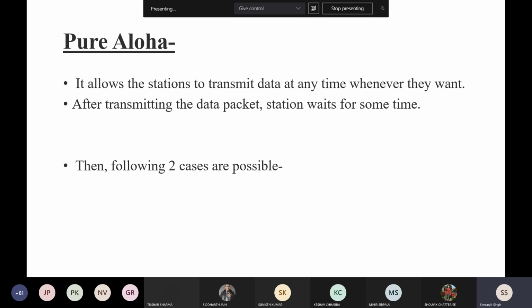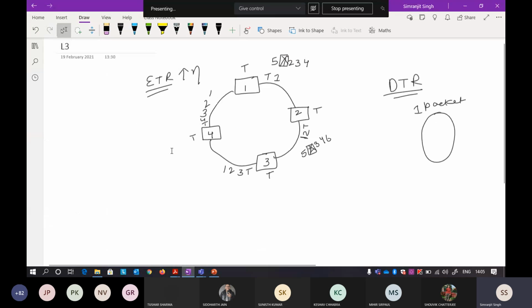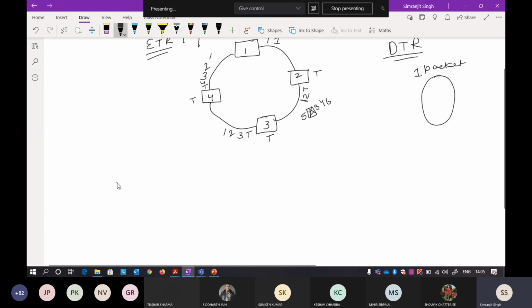It says that you can transmit at any time. There is no problem. There is no other thing. The only problem is that when you're transmitting any time, there is the chance that there will be a collision. So you have to find what will be the maximum chance, or what is the vulnerable time. Vulnerable time. Okay, so I'll write the definition. I think I have not given the definition of vulnerable time.